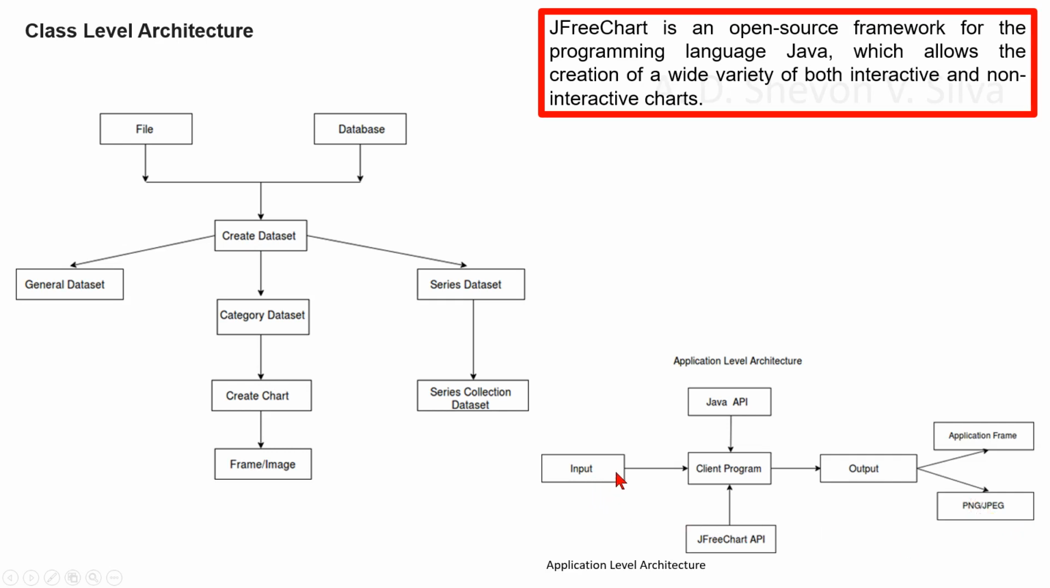Here input is connected to client program, Java API is connected to client program, JFreeChart API is connected to client program, and the client program is connected to output. Output is connected to application frame, and output is connected to PNG, JPEG.